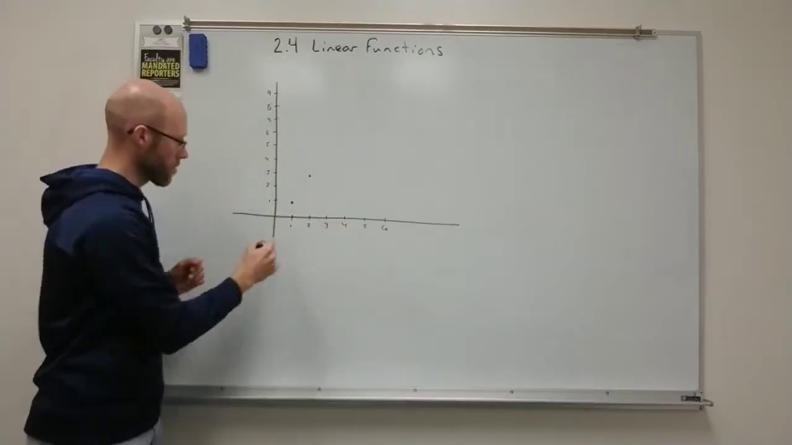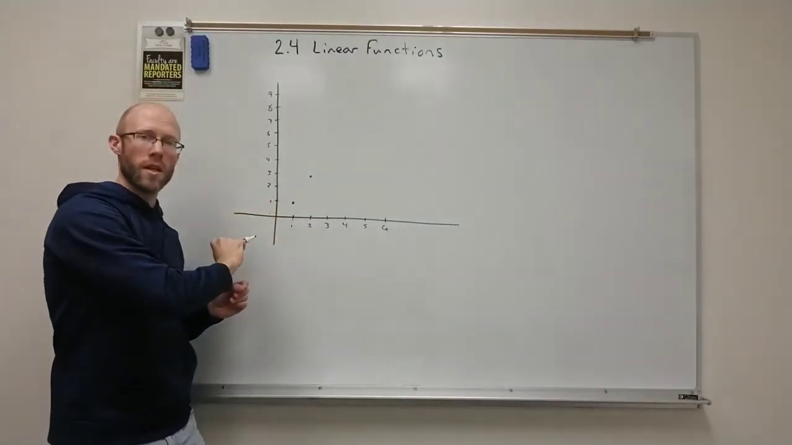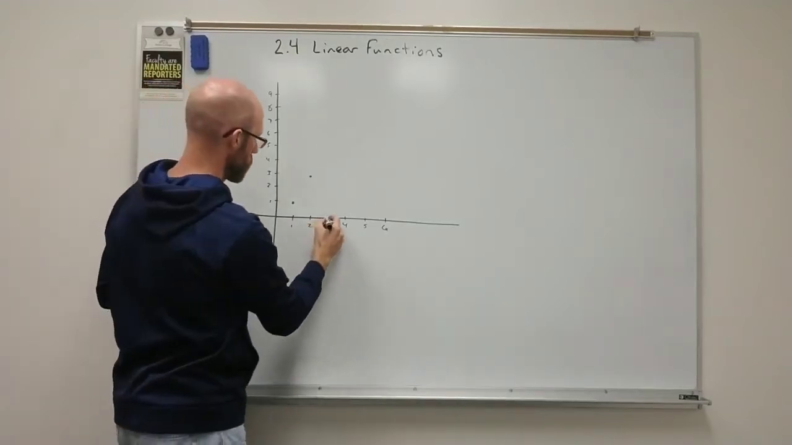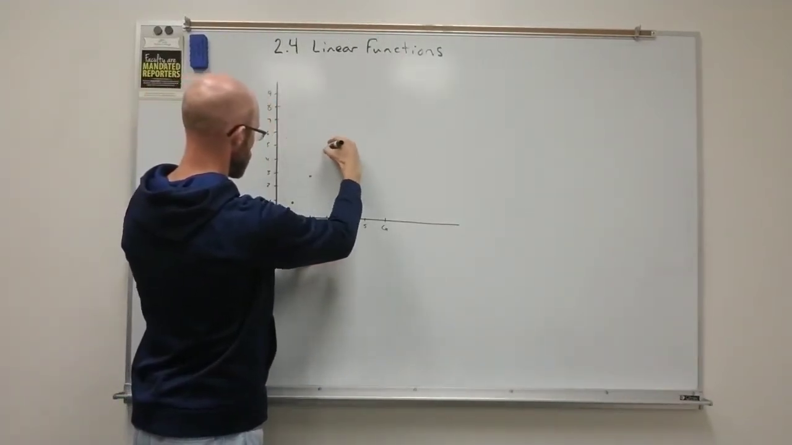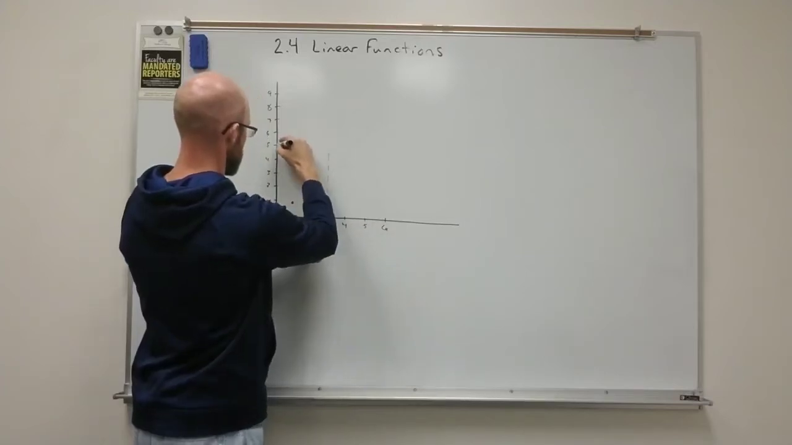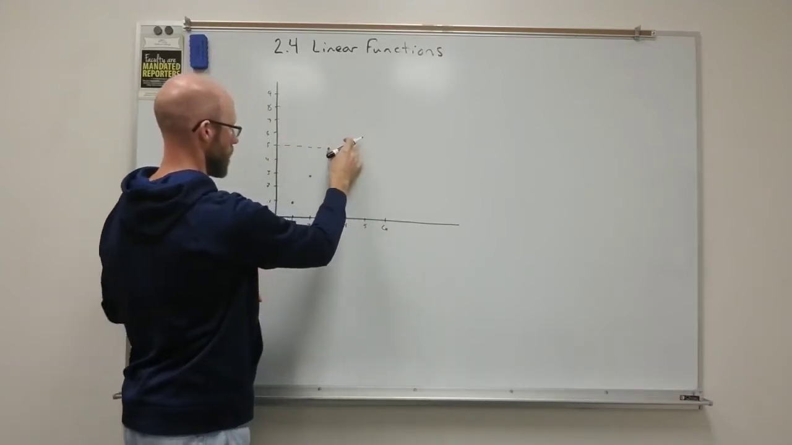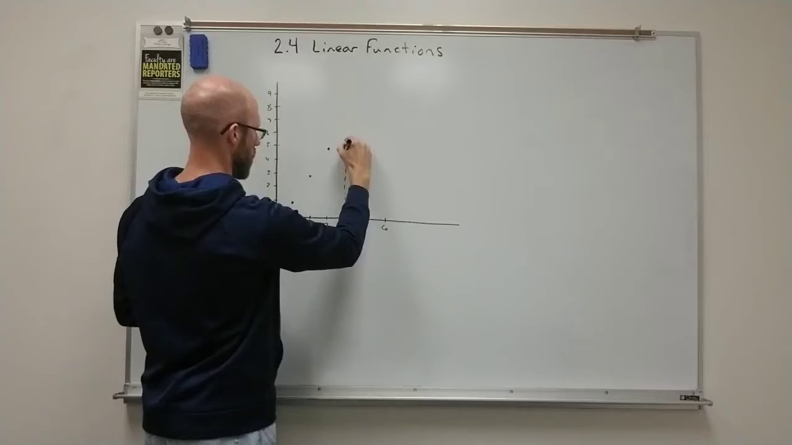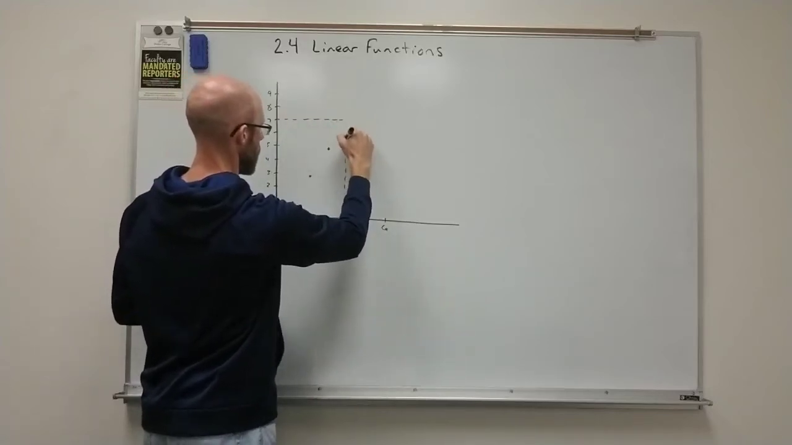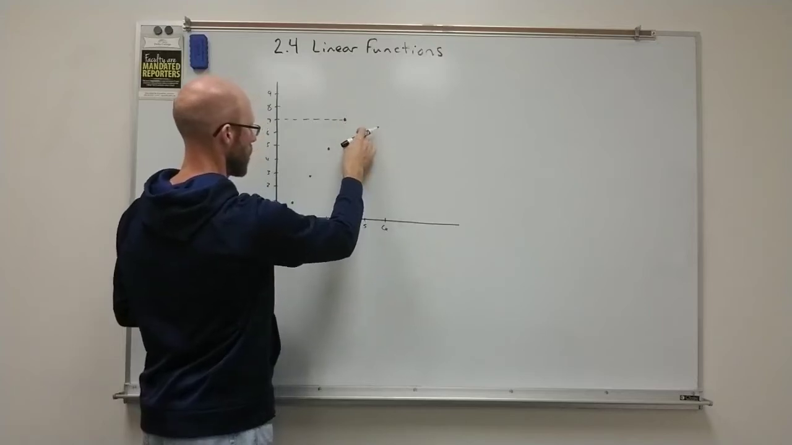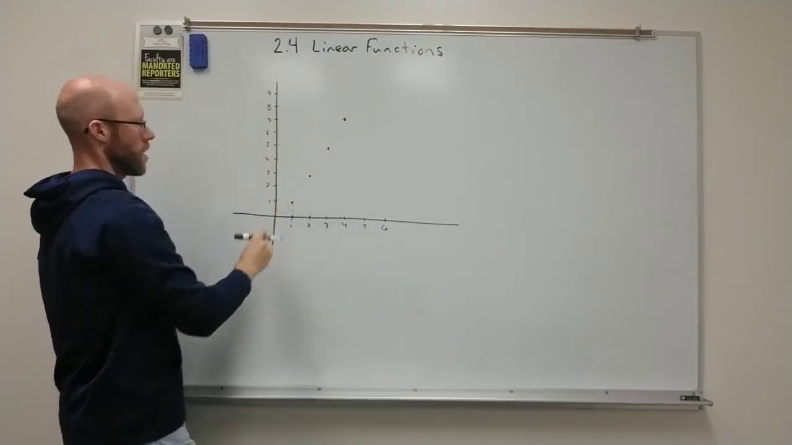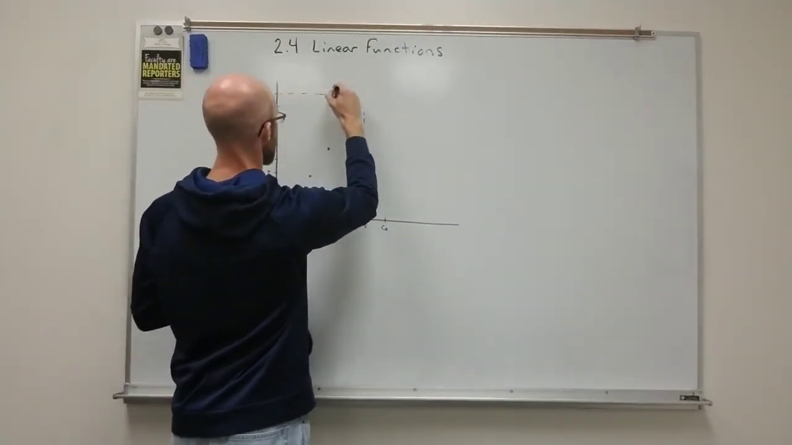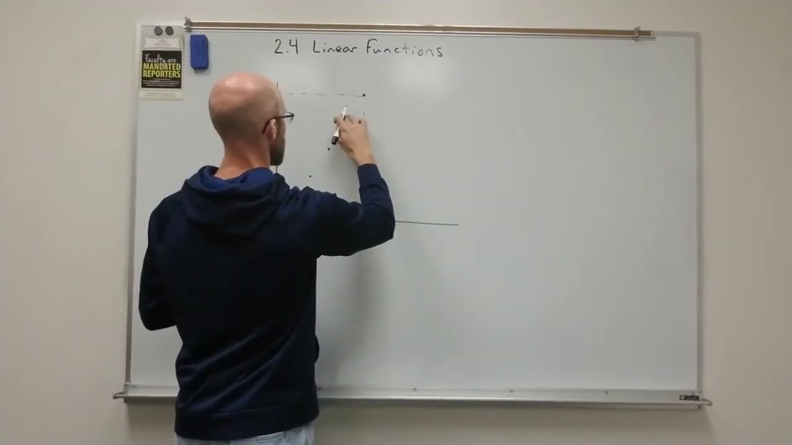So basically what's going on here is I'm going to go over 1 and up 2, and if I continue that pattern, it'll give me a nice straight line, or it should. All right, so over 1 would be 3, up 2 would be 5. Sketch this in as closely as I can. 4 and up to 7. All right, and maybe I can get one more in there. Over 5 and up to 9. That looks pretty good.